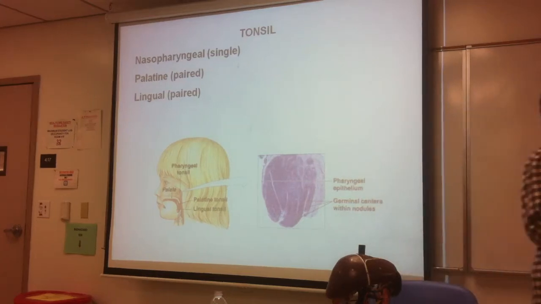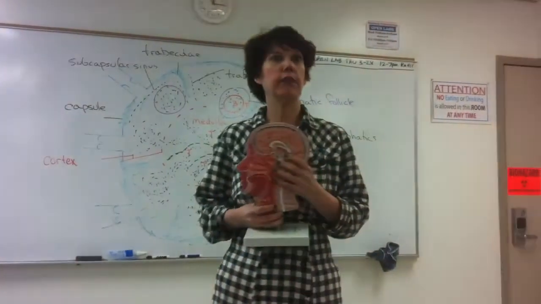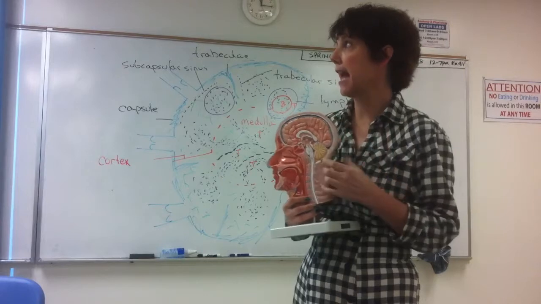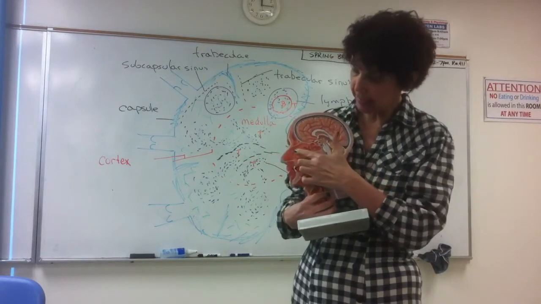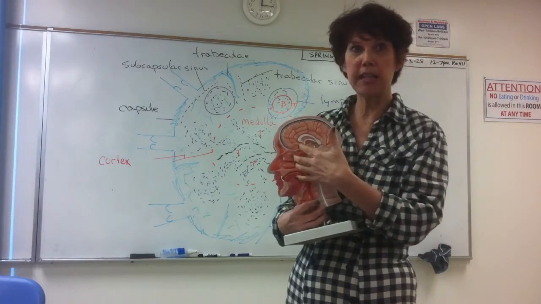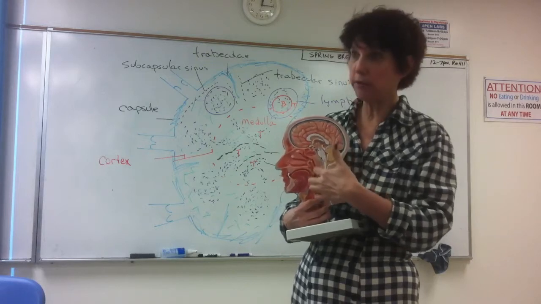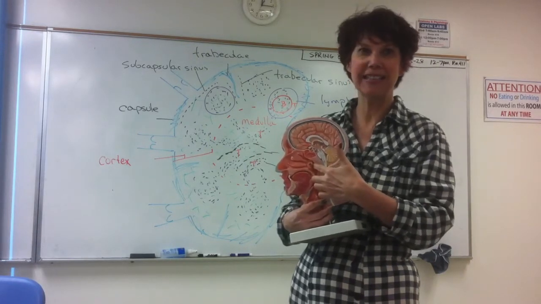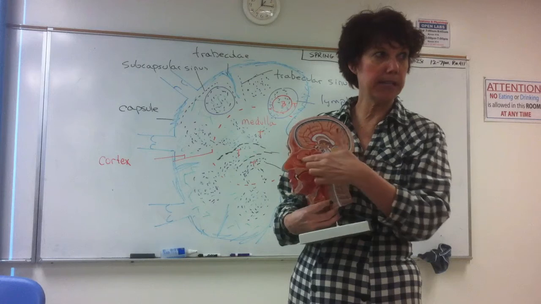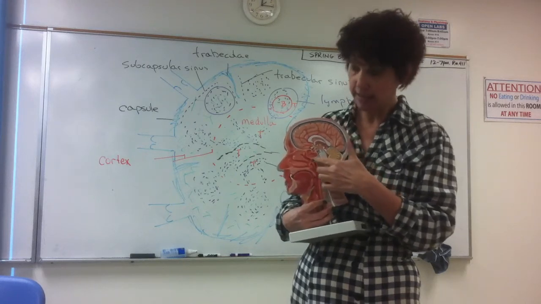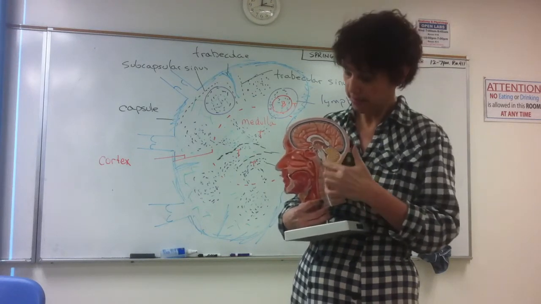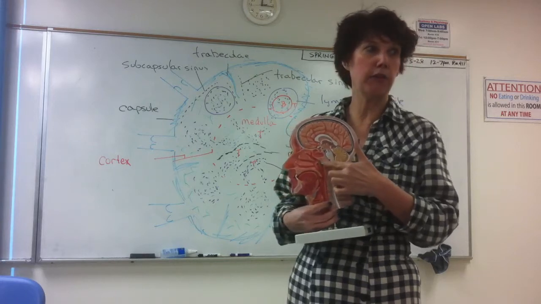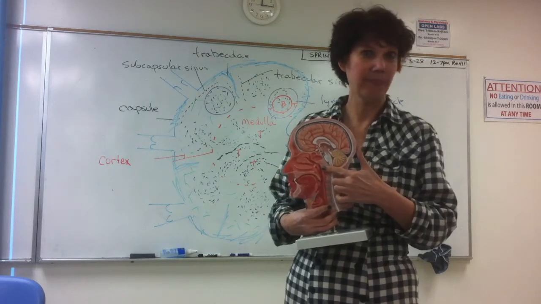Just showing those locations. The nasopharyngeal tonsils, also known as adenoids, are found directly posterior to the nasal cavity in the throat, which is called the pharynx. So in the region of the throat that's behind your nasal cavity, that's the nasopharynx. And so these are identified as nasopharyngeal tonsils.